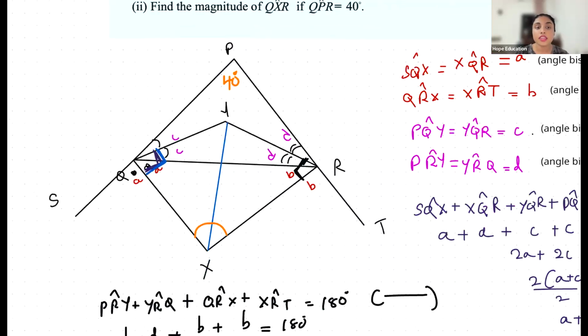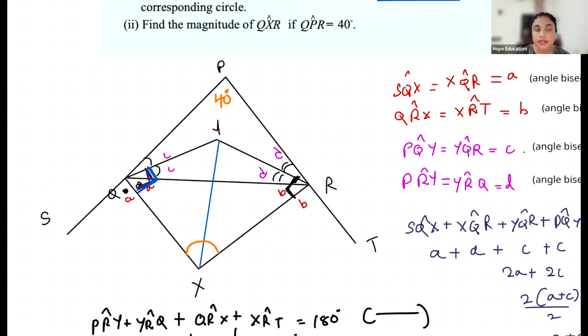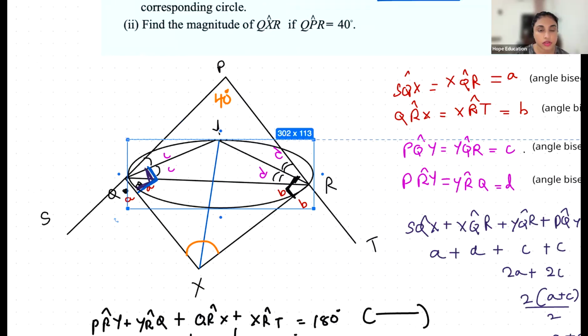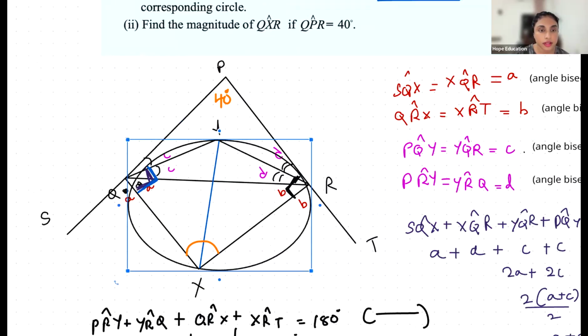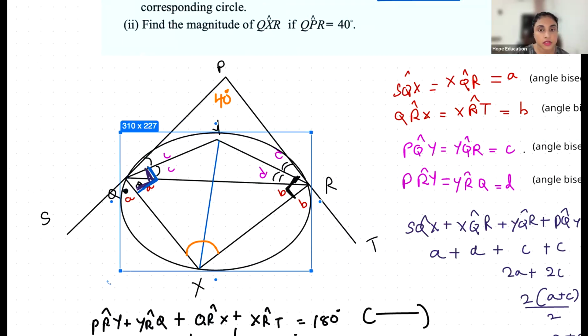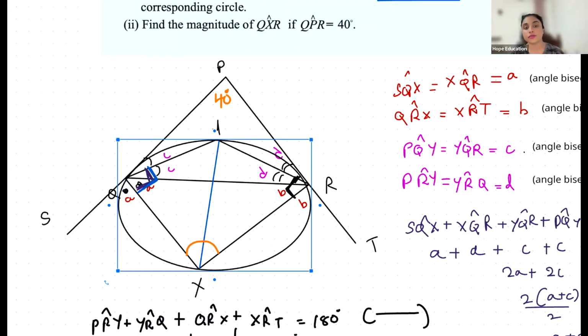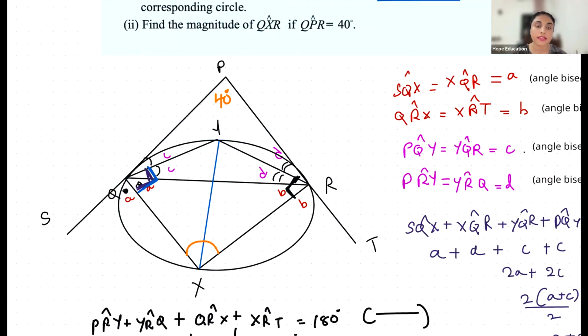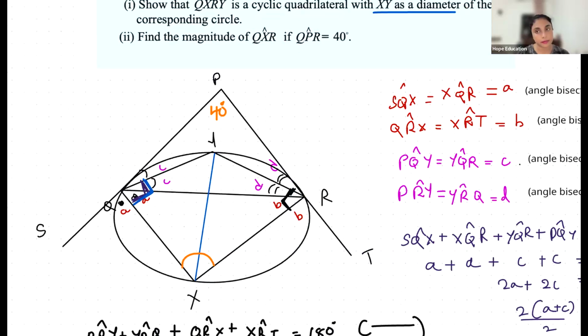What we know for now is that QXRY is a cyclic quadrilateral. So if I draw a circle, it would be something like this. Let's try to draw a cyclic quadrilateral that fits this. So the circle should be something like this. It's not exact, but something like this. Then how do we find the rest if this is 40?